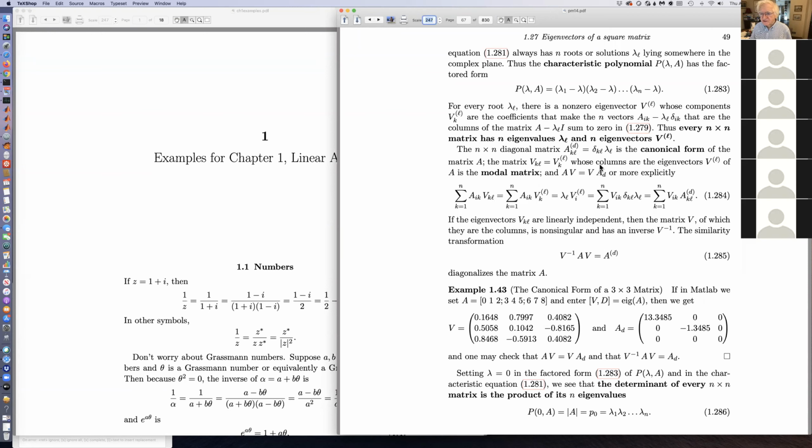The matrix whose columns are the eigenvectors of the matrix A is called the modal matrix. And that's one of the things that MATLAB returns when you use the eigen function.